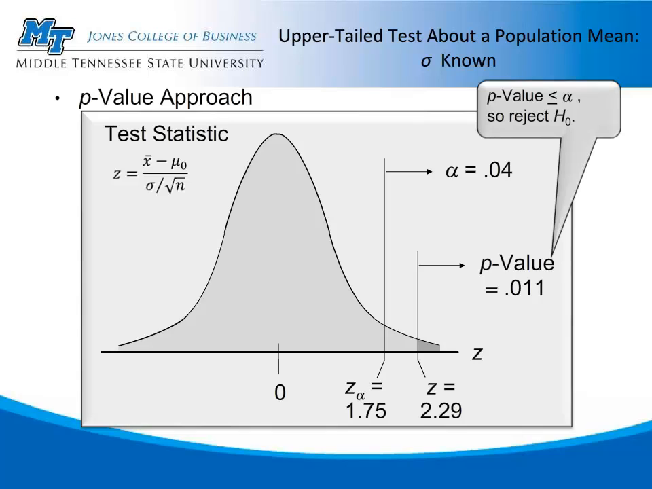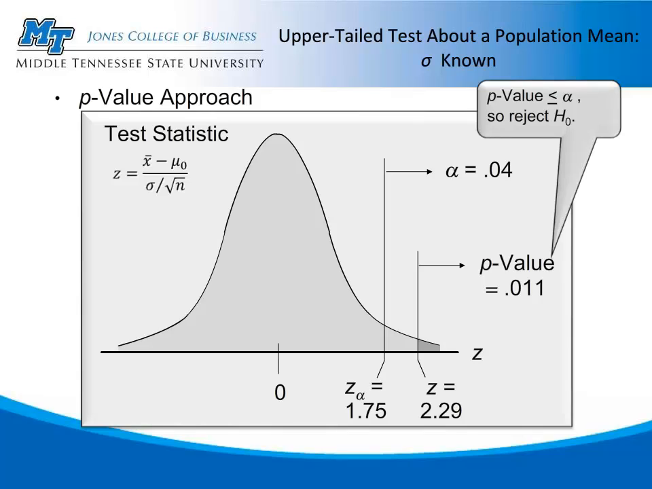Z is equal to 2.29. That's the computed value of the test statistic. Now if you go to the z table and you want to find the p-value that corresponds to that one, when you look up the 2.29, you're going to get what's on the other side. You're going to get what's to the left of the 2.29. So you're going to get the 0.989 figure. When you subtract that from 1, then you get the p-value for an upper tail test.